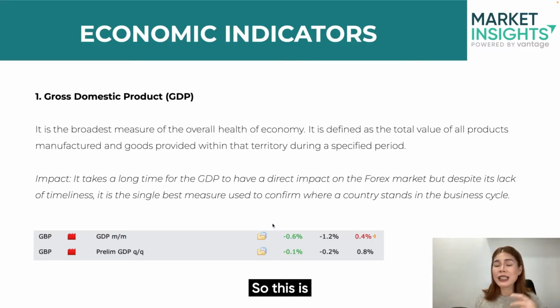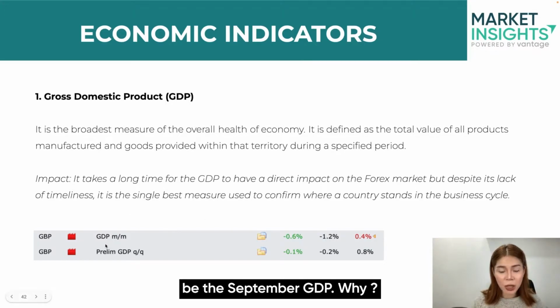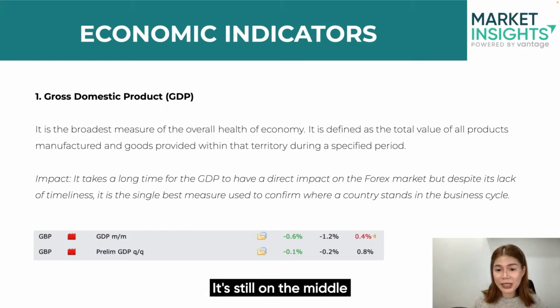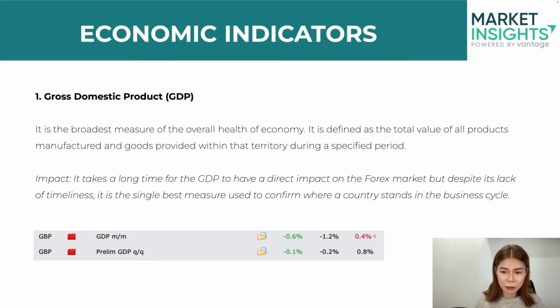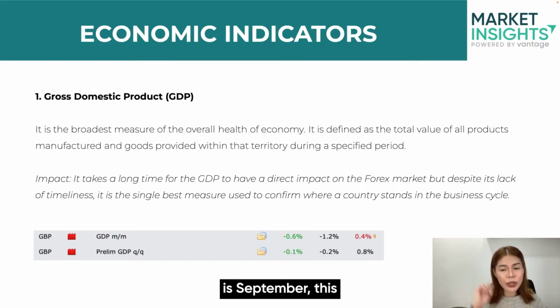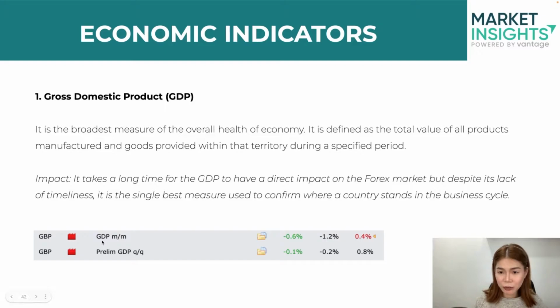So during recording, the month is September. Therefore, this GDP cannot be the September GDP. Why? Because it's still the middle of September. September has to end first before GDP will be computed. Therefore, if right now is September, this data is showing you the GDP for the month of August.